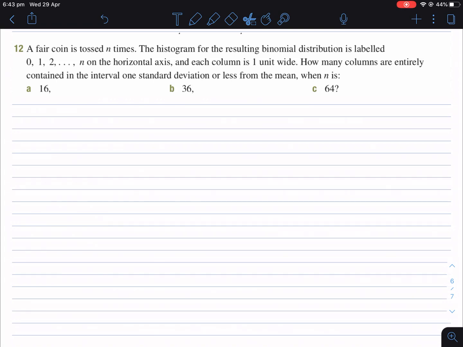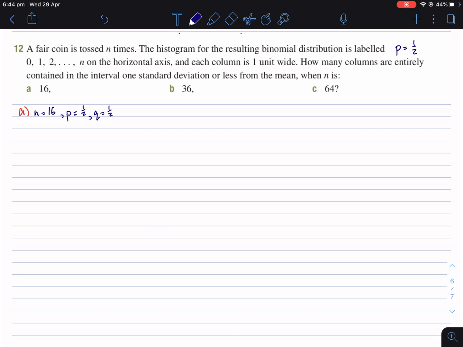All right, this is a really interesting question. So we're flipping coins, so P equals a half. So for question A, N equals 16. P is a half. Obviously Q is also a half.